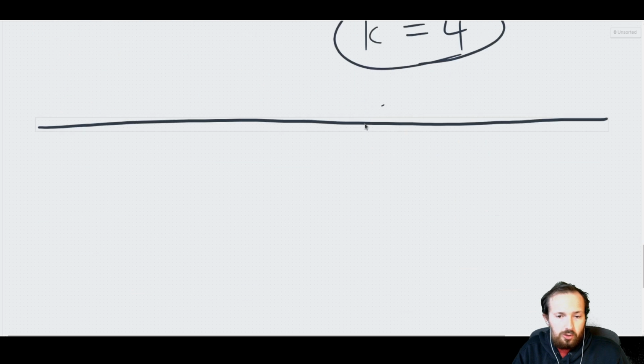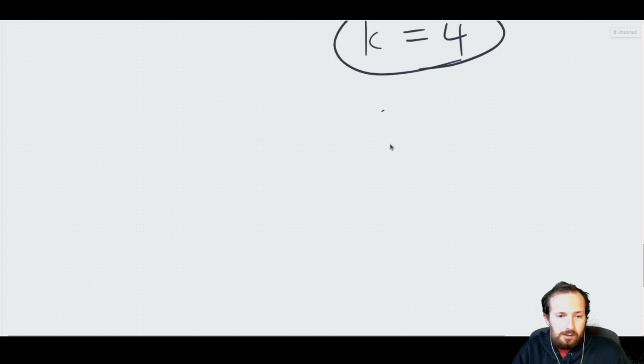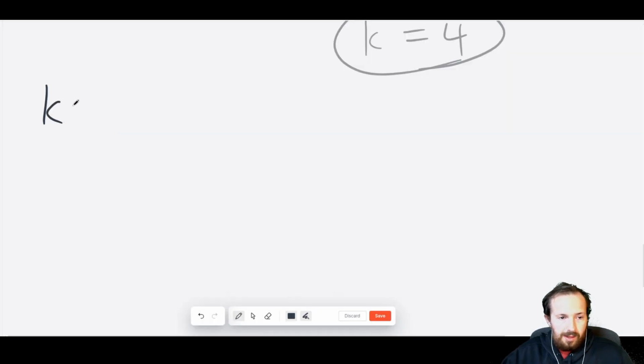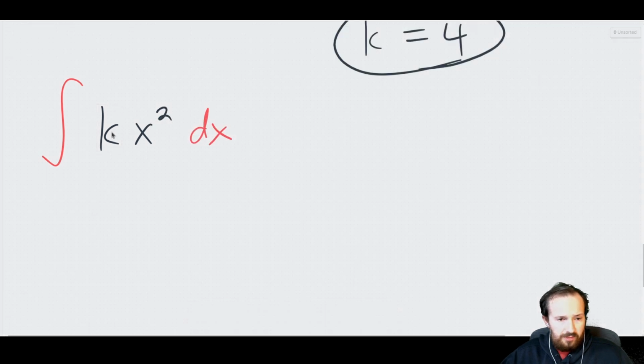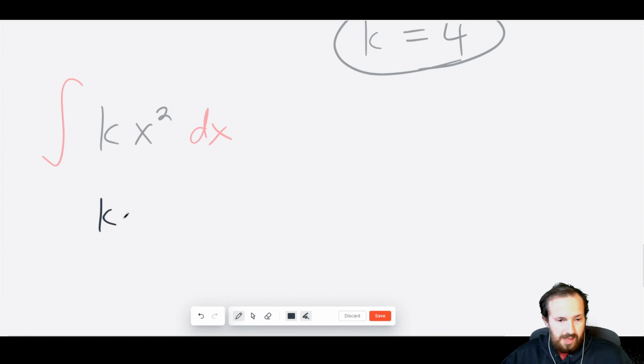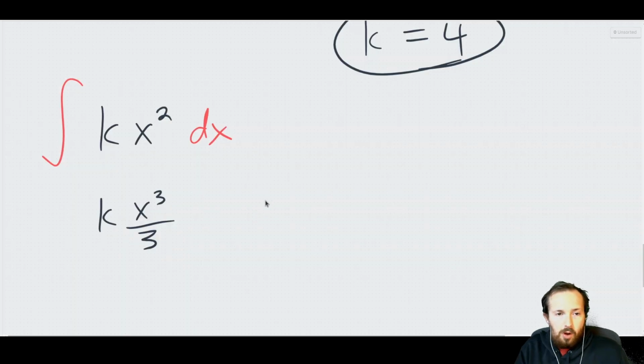If you wanted to do something like, let's say you just wanted to integrate k x squared. You could do that too, even though you don't know what k is. It's just going to be k times x cubed over 3. We still don't know what k is, but we do know that this has to be the antiderivative, and then you can do plus c if you wanted as well. But hopefully that makes sense. So overall, that's how you work this problem.